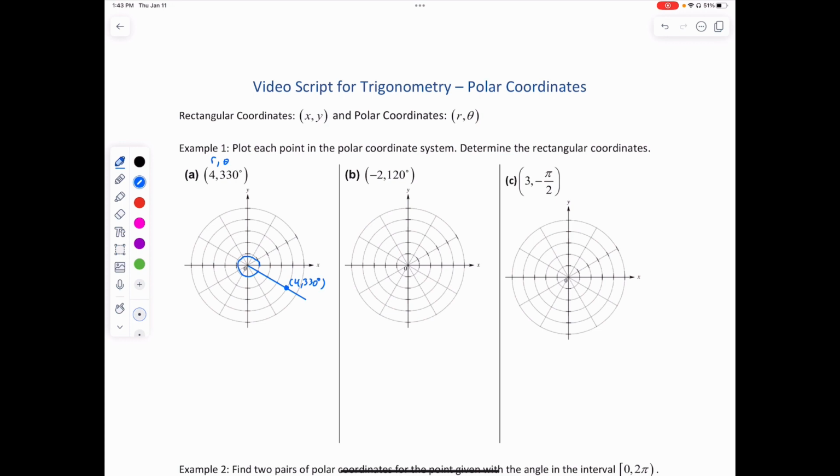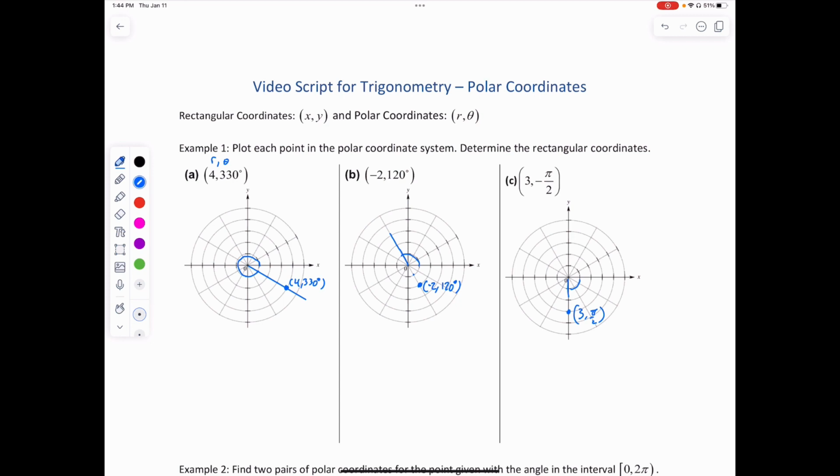All right, in this next one, we have 120 degrees, where we go around 120 degrees, which takes us to there, 90 degrees plus a third of a quadrant. And so we're along this line, except, oh wait, it's -2. So actually I'm going to go in the opposite direction, 1, 2. And so this is the point (-2, 120°). And then lastly, in this one, we have an angle of -π/2. That means we're going this direction until we're at -π/2, and then down 1, 2, 3. And so I'm down here at (3, -π/2).